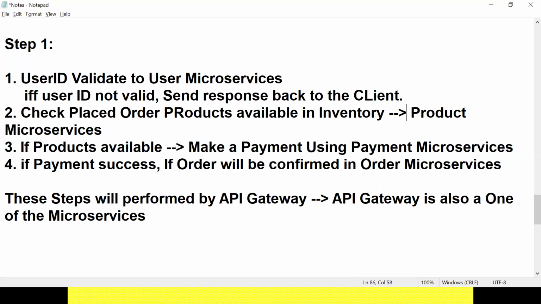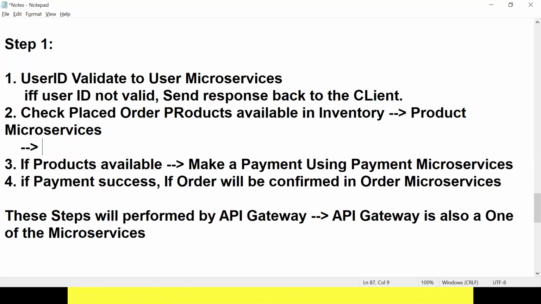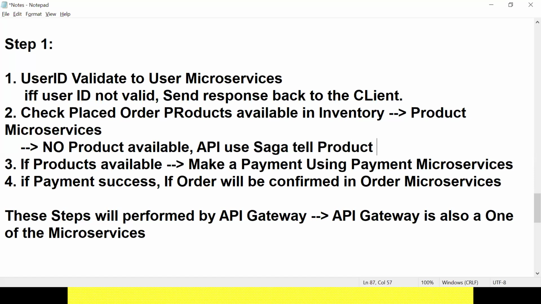Now, here the user ID is valid, so I'm coming to the next point. Here, the negative scenario: no product available. Unfortunately, the product has already been sold out. Before he made a request, somebody else made a request and took the product. Now, no product available. What do you need to do? API gateway uses Saga to tell product not available. Am I right or wrong? Right. This is your negative scenario.